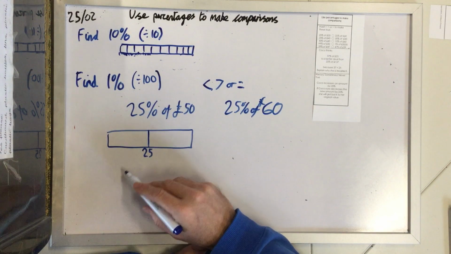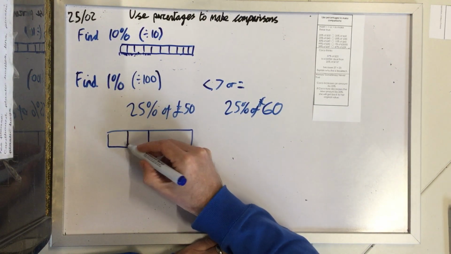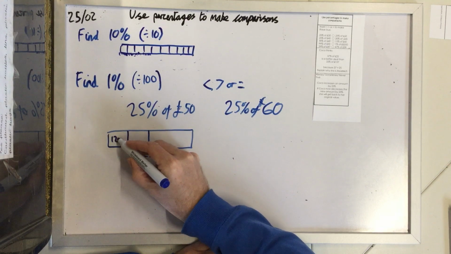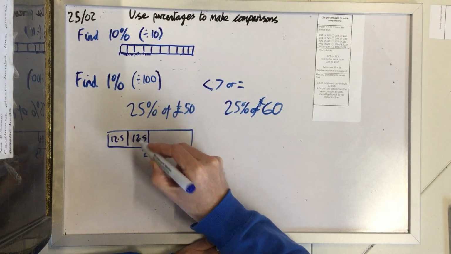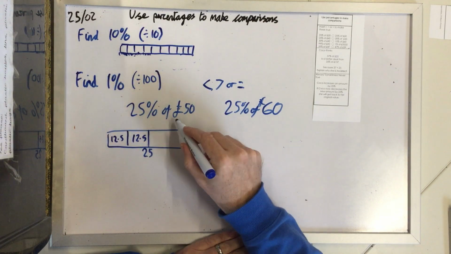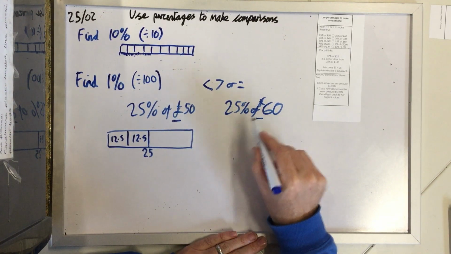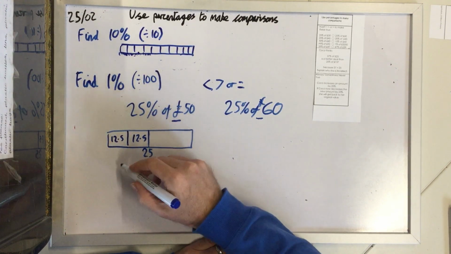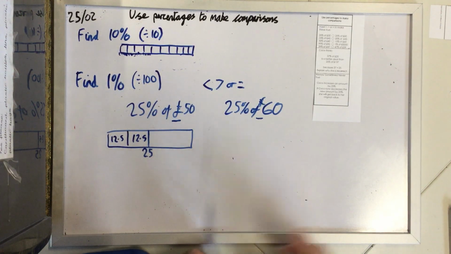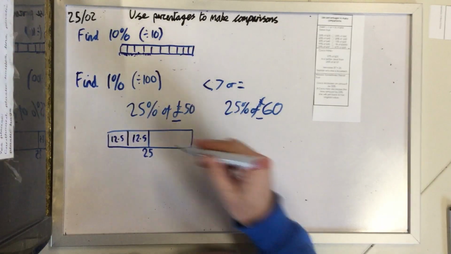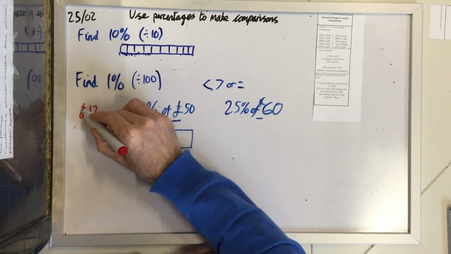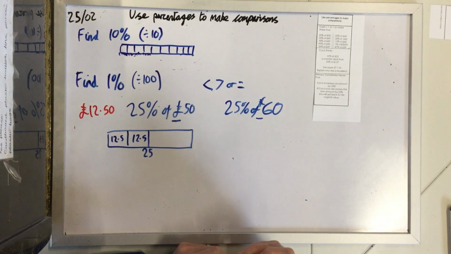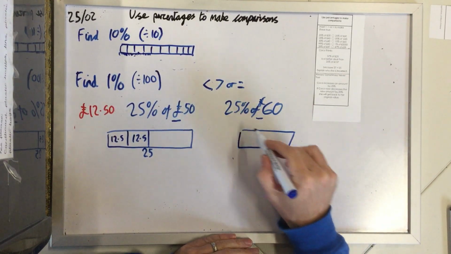If we half it again, we would have, wow, 12.5, and 12.5 makes 25, but we're talking in pounds, aren't we? Yeah, so it can't be £12.5, you're going to have £12 and 50 pence. Okay, so I'll write that over here, £12 50 pence.